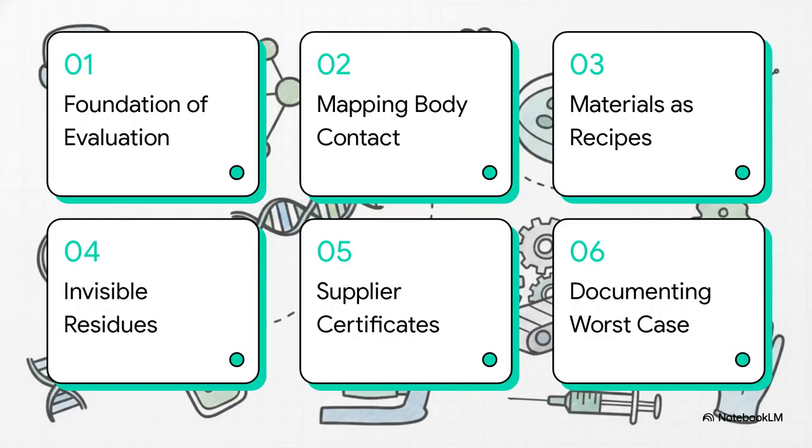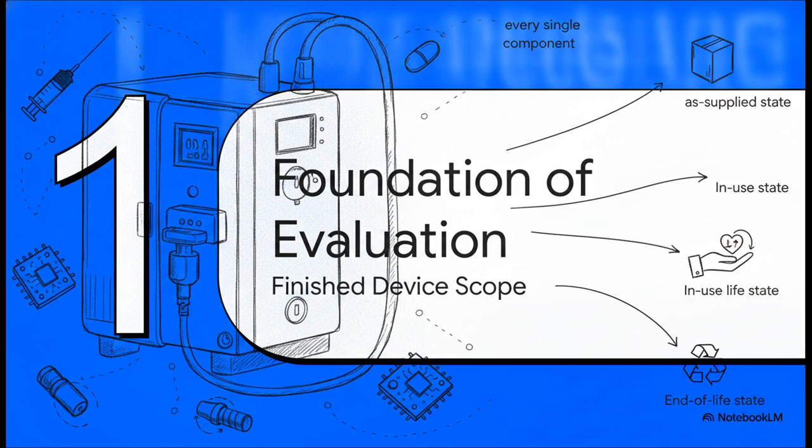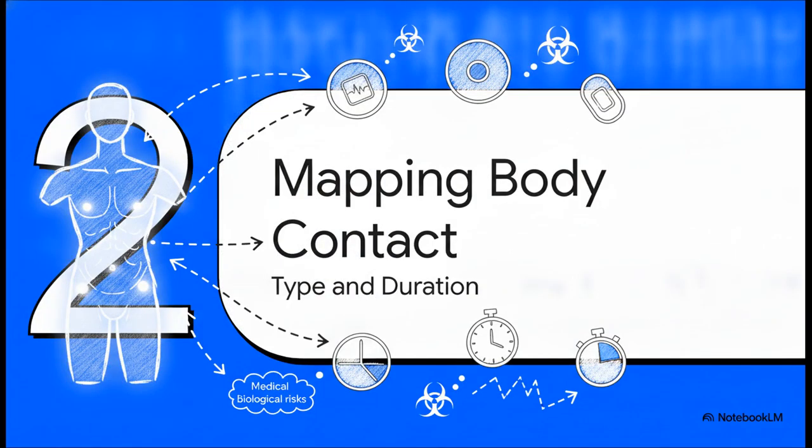Here is our blueprint for today. First, foundation before evaluation. Then, mapping body contact, materials as complex recipes, the invisible manufacturing residues, appraising supplier certificates, and finally, documenting the worst case. Okay, Part 1. Foundation before evaluation. Let's jump right into Part 2.